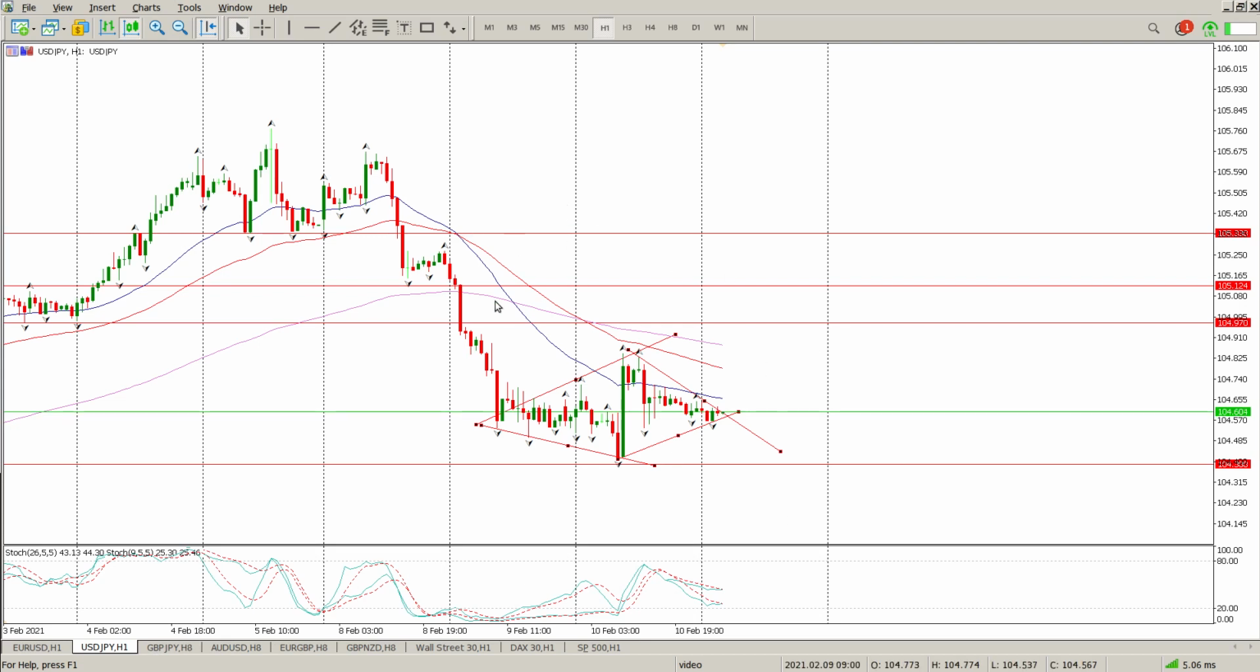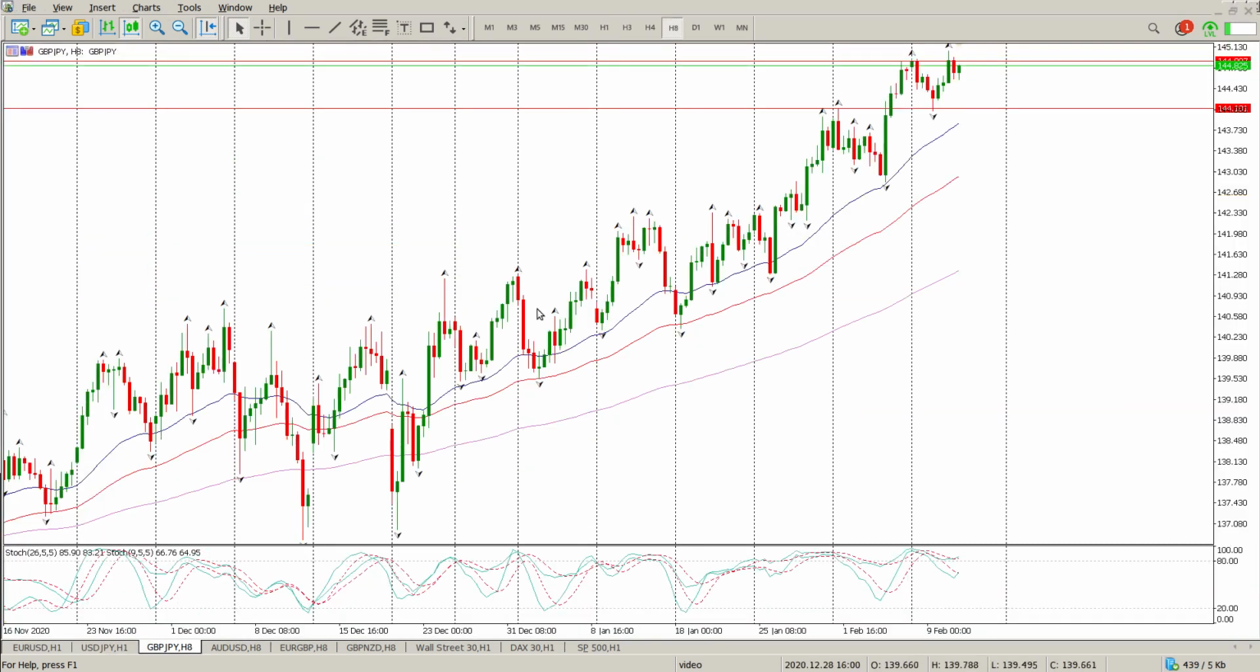Could be the start of a downtrend. Could also be a confirmation of the big uptrend on the high time frame. So when you've got bullish and bearish signals coming out, it's not something I like chasing.